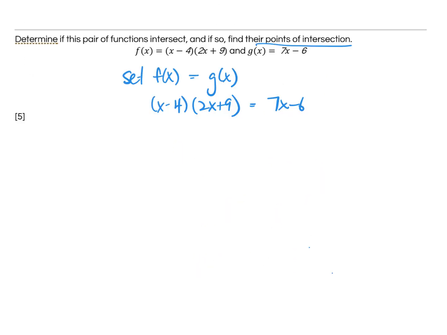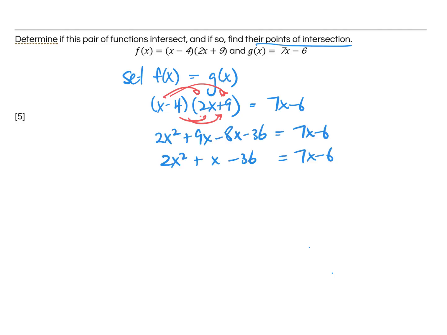To determine if these two functions intersect, we're going to set them equal to each other to find out when f of x crosses or intersects with g of x. So I've simply set them together already. I'm going to use the distributive property to expand these brackets on this side. At this point, I've expanded the left side by using the arrows, and I've simplified the left side.